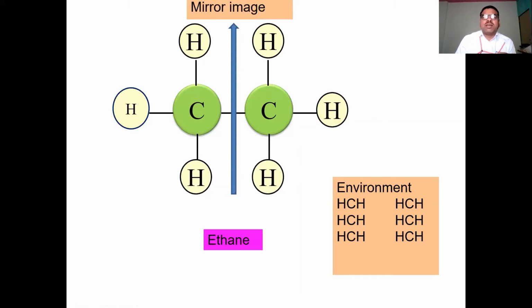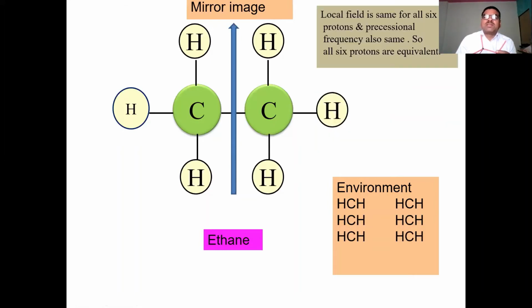And the blue line which I have shown is the mirror image, and due to this mirror you get one part and another part, both equal, the same part. The local field is the same for all six protons, and the precessional frequency is also the same. So six protons are equivalent. In both cases, local field and precessional frequency are the same, therefore they are called equivalent protons. Forget about precessional frequency or local field; just observe with the help of the model, and you can see how all six protons are the same or equivalent.